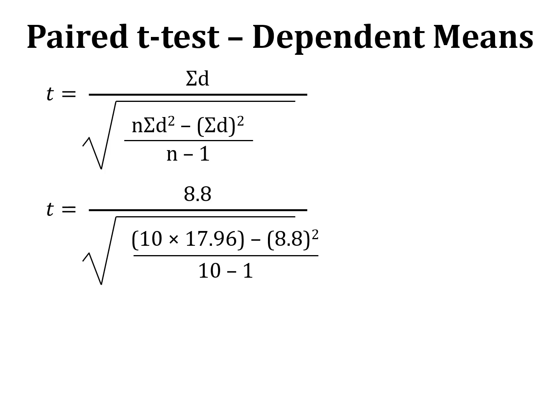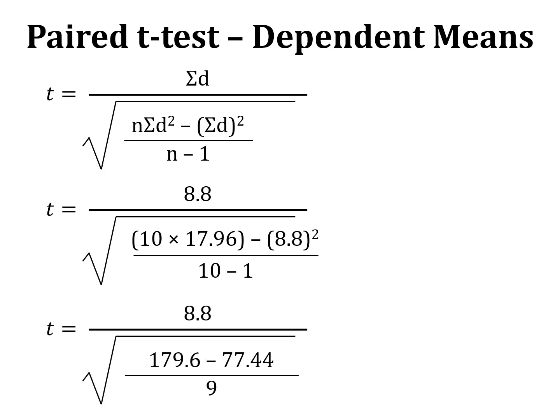Then we have 10 minus 1, where 10 is our number of pairs. So here we have 10 multiplied by 17.96, and the answer is 179.6, and we take the square of 8.8, and the square of 8.8 is 77.4. Then we have 9, which is the difference of 10 and 1.